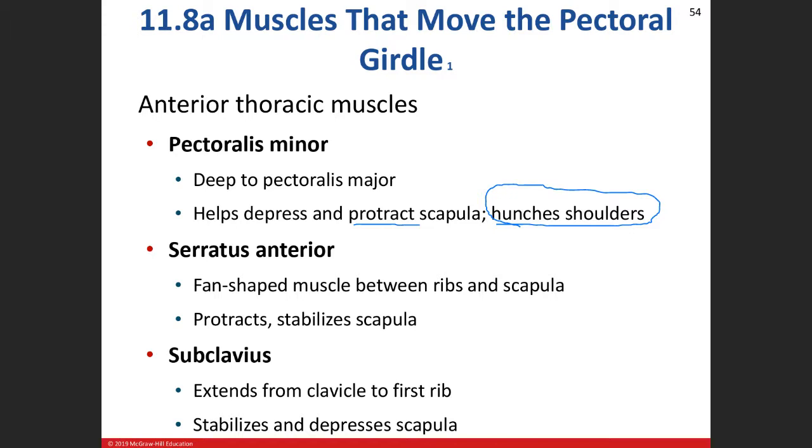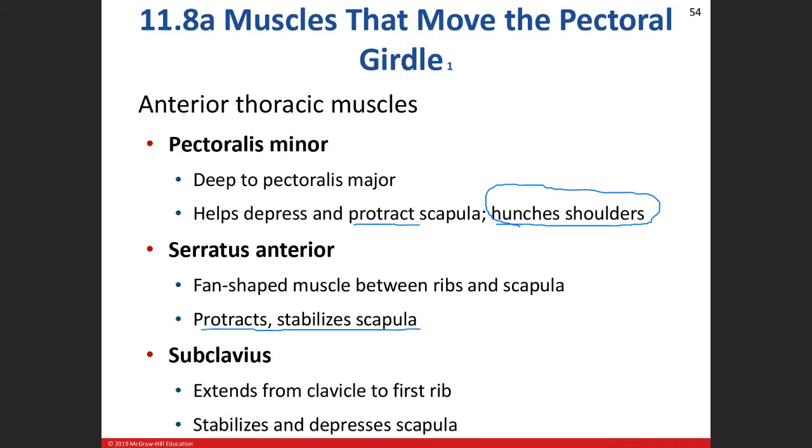Serratus anterior, this is the one that's going to be underneath your armpit. Its job is to protract and stabilize the scapula. There's a nerve that innervates this muscle. It's called the long thoracic nerve. Oh, excuse me, not the long thoracic nerve, the internal thoracic nerve. Anyways, this nerve has an increased possibility of being severed, especially if they're removing lymph nodes from the axilla or some of the lateral lymph nodes for breast mastectomies.